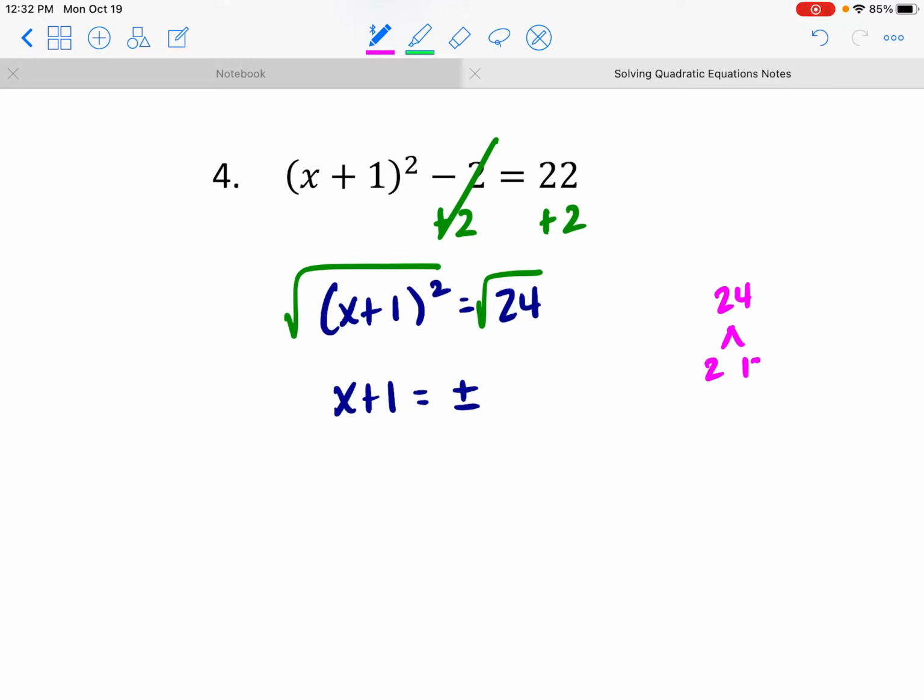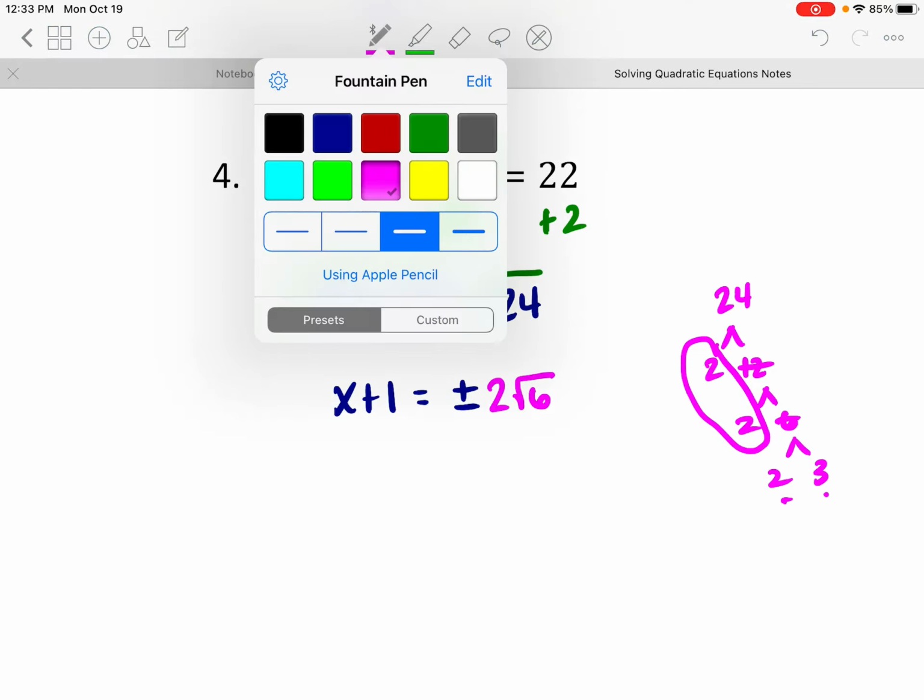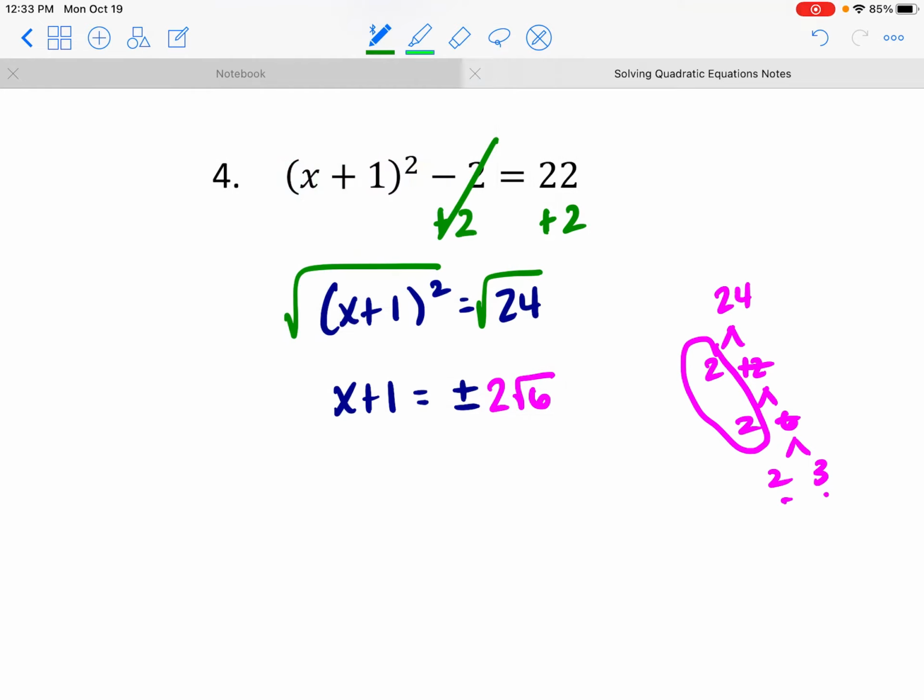So 24 is 2 times 12. And 12 is 2 times 6, which is 2 times 3, which means a 2 is going to come out of that radical, and a 6 is going to stay in. So this becomes plus or minus, instead of radical 24, 2 radical 6. And then I've got one more step to get x by itself. I'm going to subtract the 1 over.